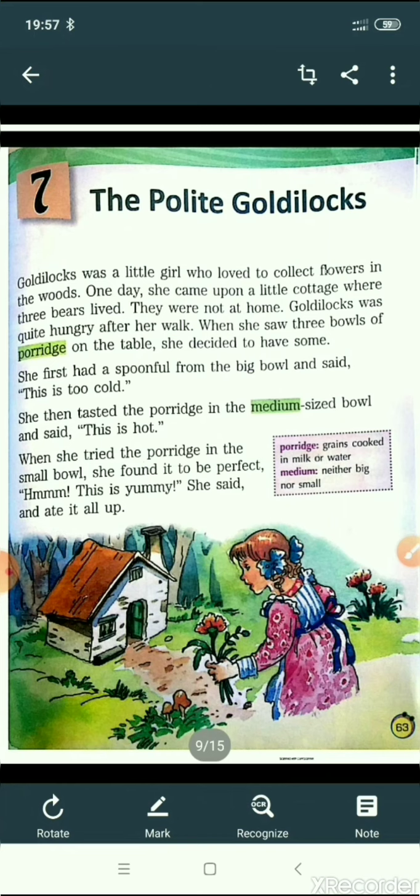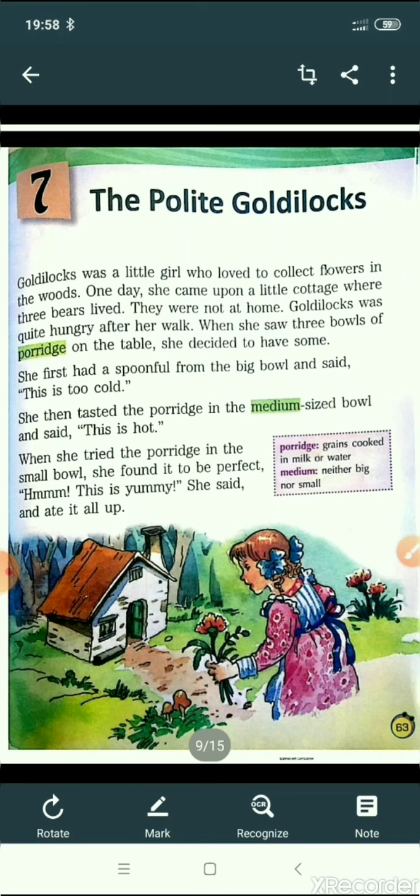There were three bowls. One was the biggest, one was of medium size, and the third one was of the smallest size. The bowls of three sizes were kept on the table, and she was hungry, so she decided to eat some porridge. She first tried from the biggest bowl. She took a spoonful of porridge from the biggest bowl, but it was too cold.